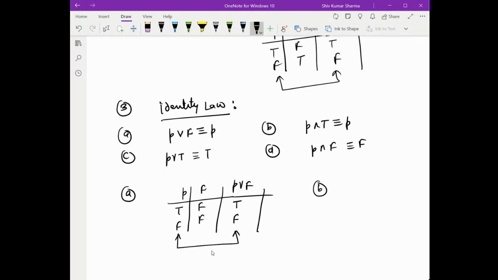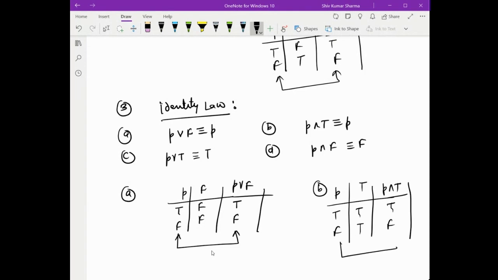Similarly, you can prove the second. For proving the second, P has true and false, and the truth value T has all values true. So we find P and T. True and true is true, otherwise false. So both columns have the same truth value. You can prove the third and fourth similarly.